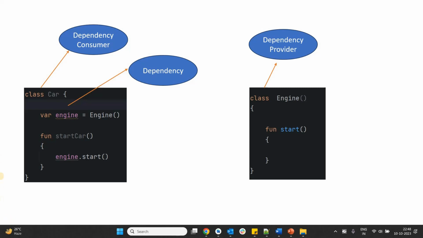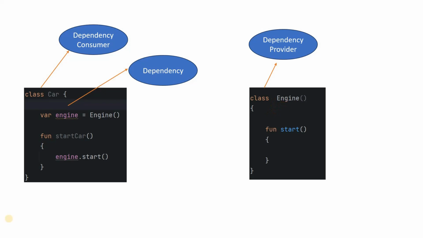So as you can see here on the left, class Car requires an object of class Engine for the proper functioning of this particular class. So to start a car, we need an engine. So Engine is a dependency and class Car is the dependency consumer. It consumes the dependency for the proper functioning of that particular class. Similarly, class Engine, as you can see on my right, is the dependency provider. It provides the dependency.